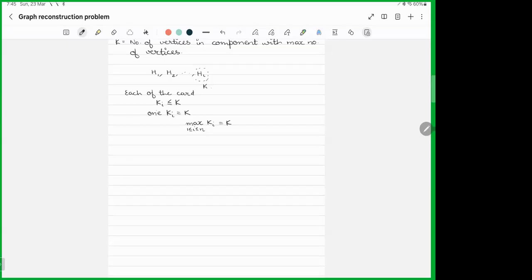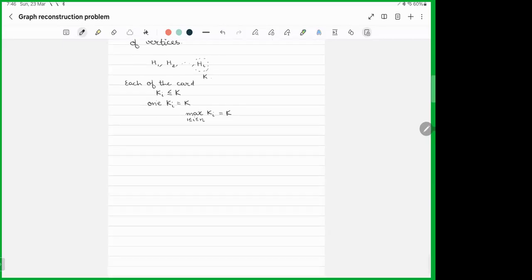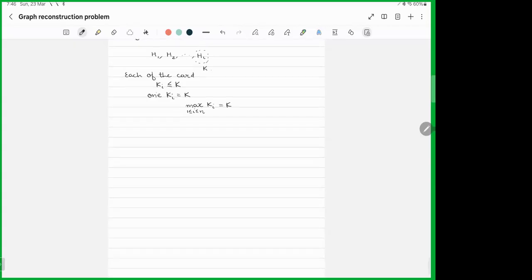Suppose all of the components are of size k. Then in that case, what will you do? We can find how many times each component is represented, and then we could probably figure out how many different such components with k vertices are there. Different means non-isomorphic. The essential idea is the same: somehow we will be counting how many times a component of size k is coming, and we can use that.